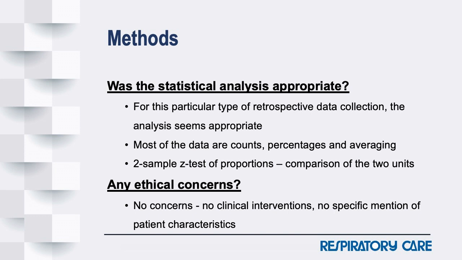They did use a two-sample z-test of proportions. And what this was used for is to compare whether the populations in one unit versus another unit had a similar mix of ventilator alarms. So in other words, they compared, in this case, a PICU to a cardiothoracic ICU, and they wanted to look at, is there a statistically significant difference between the alarms they saw in those two units? And we'll get to that when we get to the results.